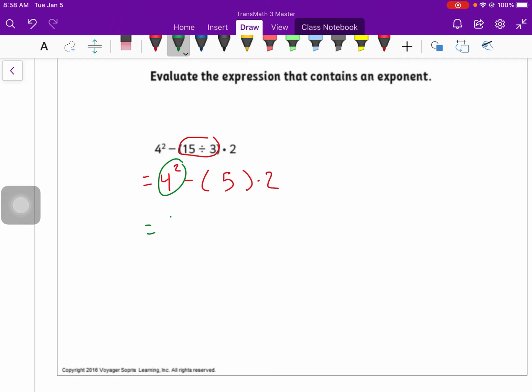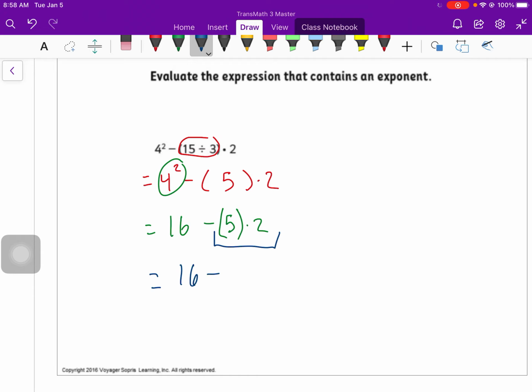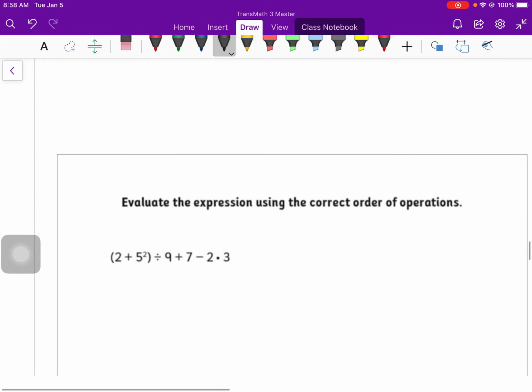That is 4 squared, which is 4 times 4, or 16, minus 5 times 2. I took off the parentheses because they're not really useful anymore. If you want to leave them on, that's perfectly fine. It doesn't change anything. Next up, I check for parentheses. There are none. To check for exponents, there are none. So I do multiplication and division. So I've got 16 minus 10, and then I just subtract and get 6.